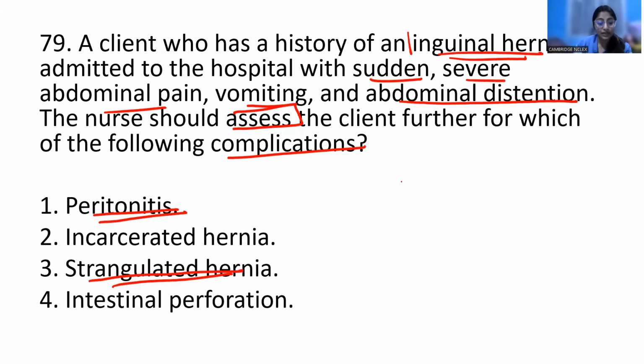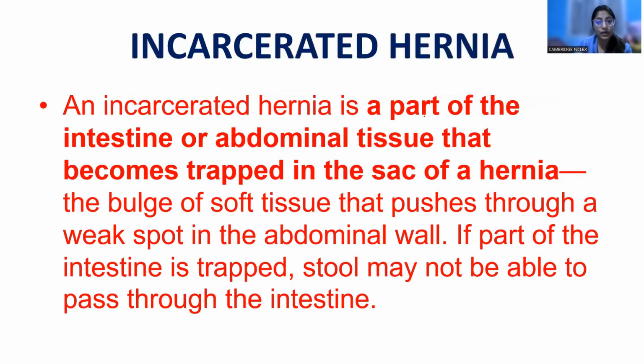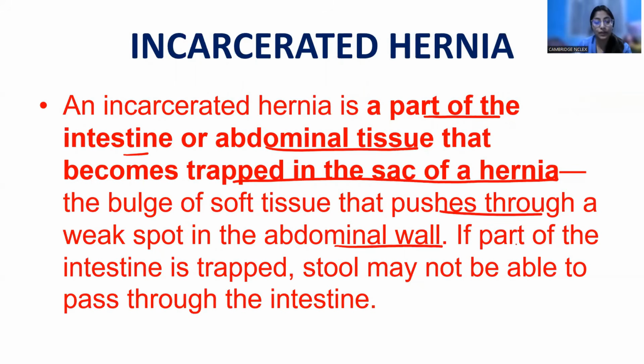And option 4 is intestinal perforation. So what complication do we need to assess here? Let's talk about an incarcerated hernia. So what is an incarcerated hernia? An incarcerated hernia is when a part of the intestine or abdominal tissue gets trapped inside the hernia sac. It's the bulge of soft tissue that pushes through a weak spot in the abdominal wall. If a part of the intestine is trapped, stool might not be able to pass through the intestine.